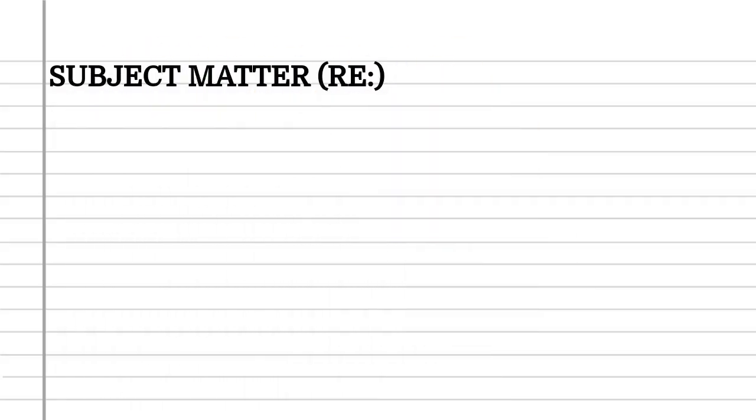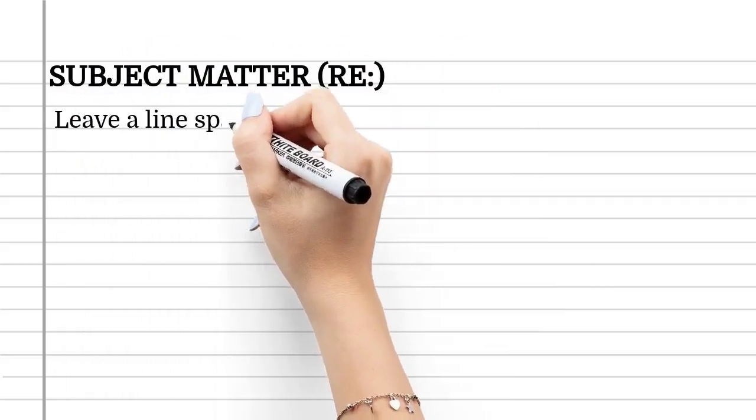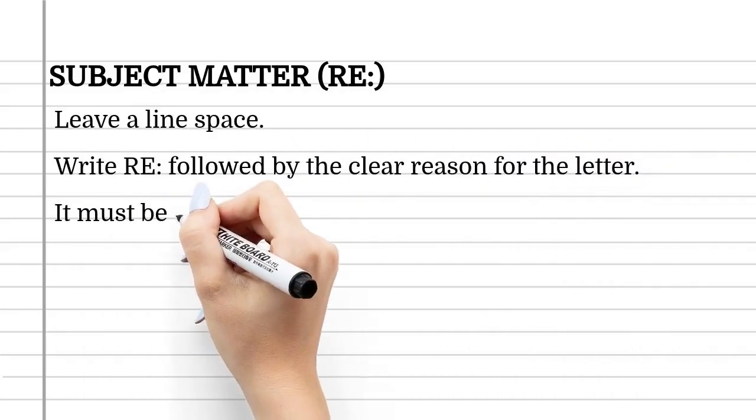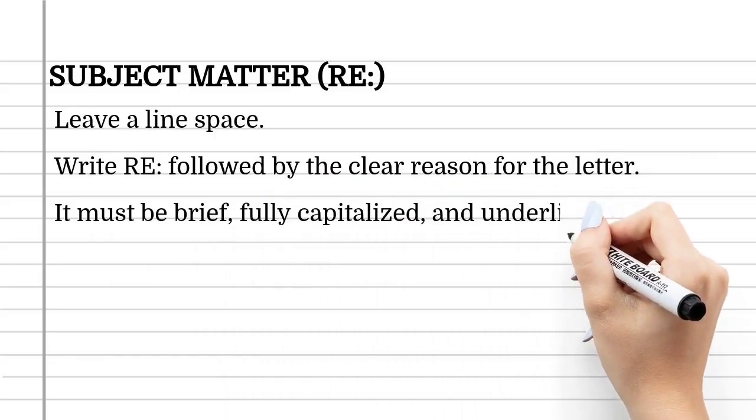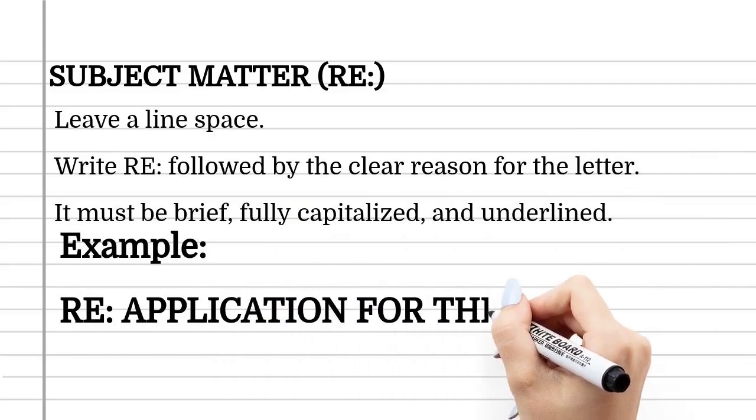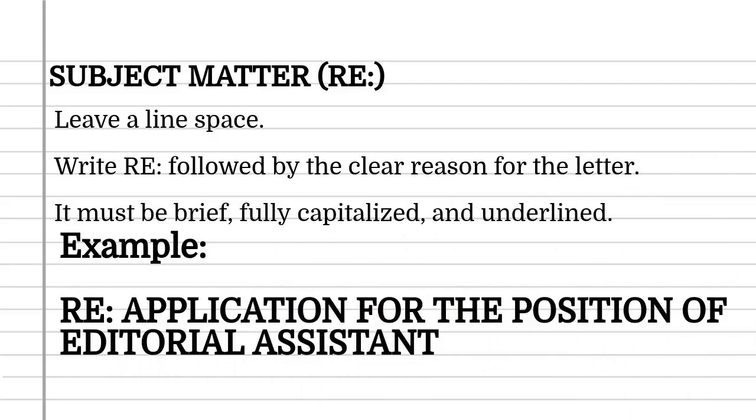Next is the subject matter, written as Re. Leave a line space after the salutation. You write Re, followed by the clear reason for the letter. It must be brief, fully capitalized, and underlined. For example, Re, application for the position of editorial assistant.